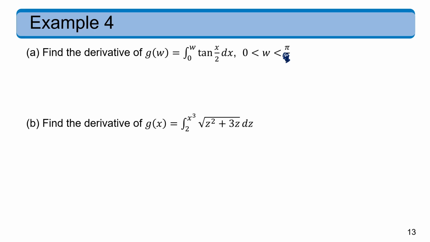Right, because if w gets as large as pi, then the right endpoint is pi. When x gets to pi, this will be tangent of pi over 2. And tangent is continuous between 0 and pi over 2. So you have to put that restriction to guarantee that the function is continuous in this case. So here our f of x is tangent x over 2. And it guarantees that that function is continuous on the interval 0 to w.